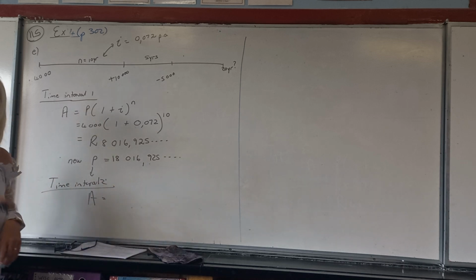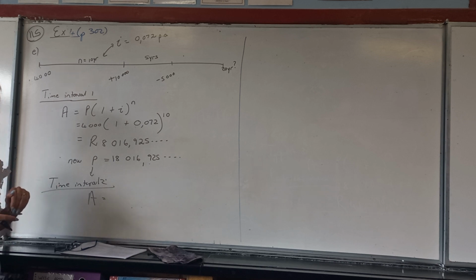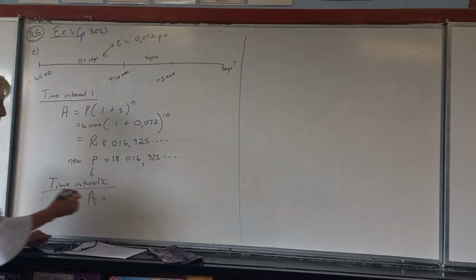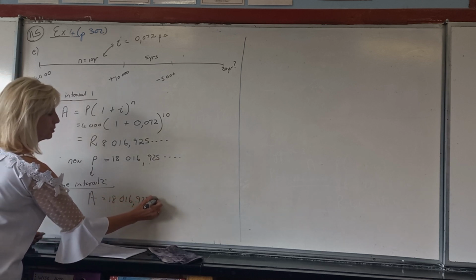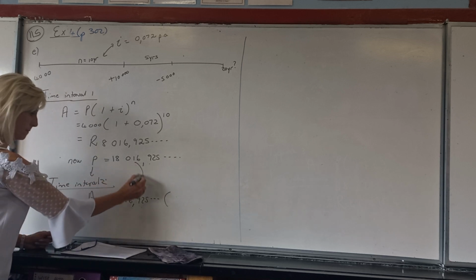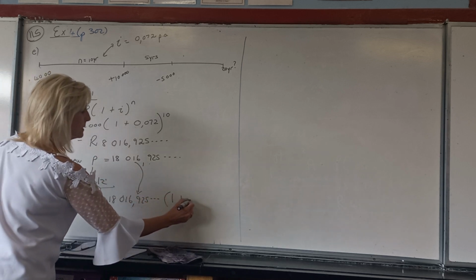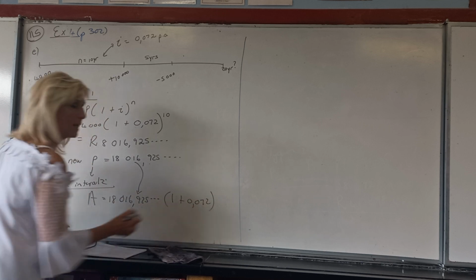Now, you can write that formula every single time that you use it, or you can leave out the formula and just tell me this is now P, which is that 18,016,925 on my calculator. And the interest rate stays the same. Could it have changed? Yes.